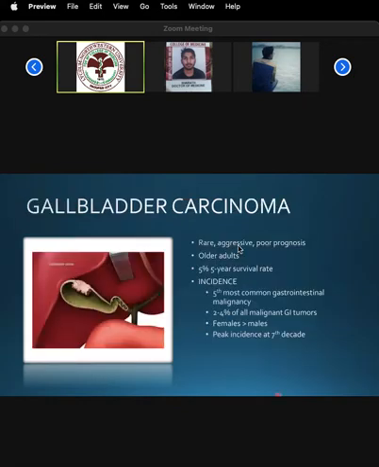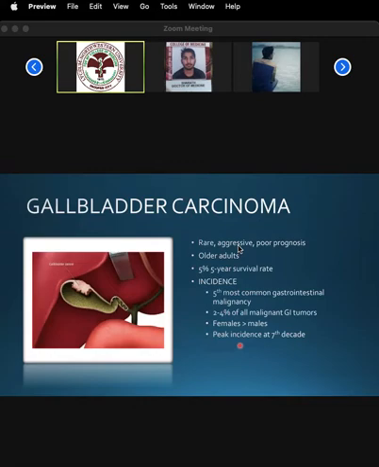Now, gallbladder carcinoma is a rare condition, but it's an aggressive condition with poor prognosis. It affects older adults. You only have a 5% 5-year survival rate there. And as to your incidence, it is the fifth most common gastrointestinal malignancy. It accounts for about 2 to 4% of all malignant gastrointestinal tumors. It affects females more than males, and the peak incidence is during the seventh decade of life.